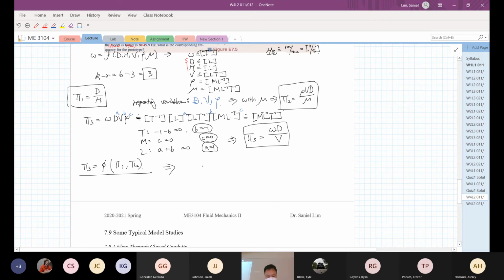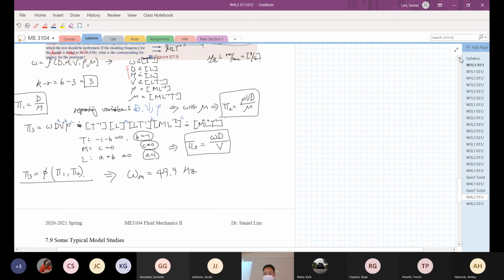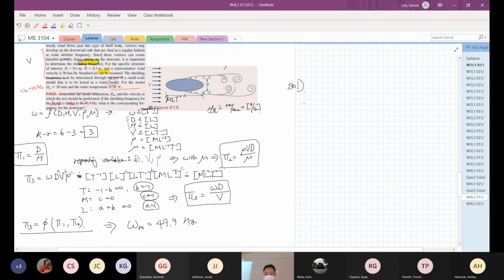All right, so now it's between the model and the prototype. We're trying to find the HM. So the omega m is given. It's 49.9 hertz. Then we can just list all the variables we know here. So first we have D is 0.1 meter, and D model is 0.02 meter, which is given as 20 millimeter, so I just convert it into meter. The H is given here, 0.3 meter.